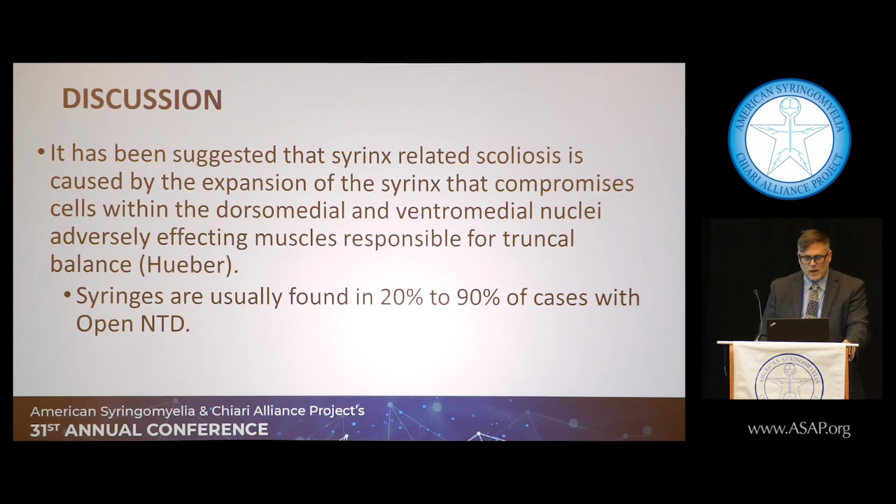There are a couple different hypotheses. One is that the presence of Syrinx can create or result in curvature of the spine. It's felt that despite the fact that a Syrinx is a symmetrical, for the most part, opening of the central fluid canal in the spinal cord, this creates an asymmetry. That this asymmetry can lead to more muscle pull on one side than the other, and then this can result in curvature. Syrinxes are usually found in 20 to 90% of patients with open neural tube defects.